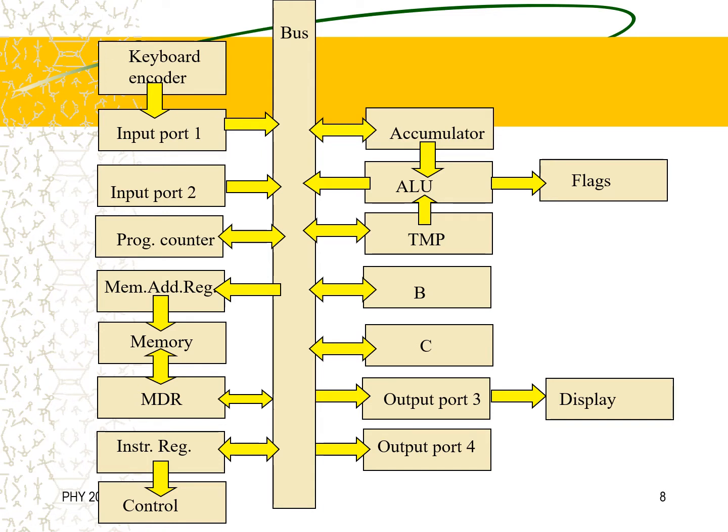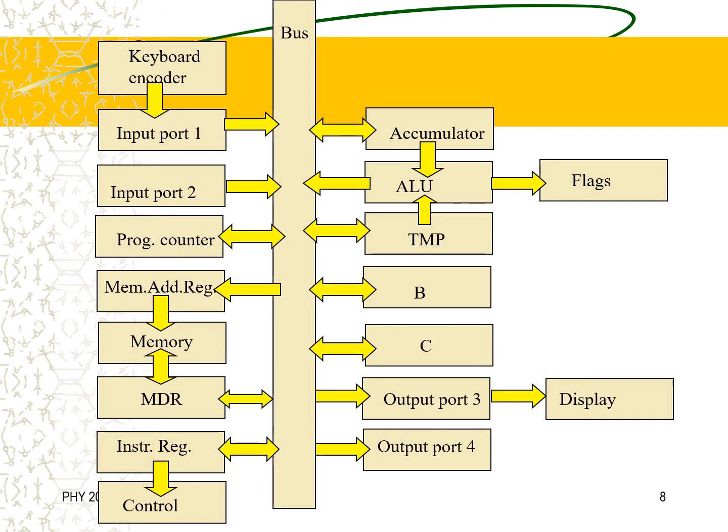If an arrow points to the bus, that means that device can put its information onto the bus. If there's an arrow pointing from the bus, that means that device can take information from the bus. Some devices have both directions, so they can take information from the bus and put information on the bus. Some communication is not on the bus, so some of the arrows are from one device directly to another device and not on the bus. So many things go by the bus, but not everything goes by the bus.